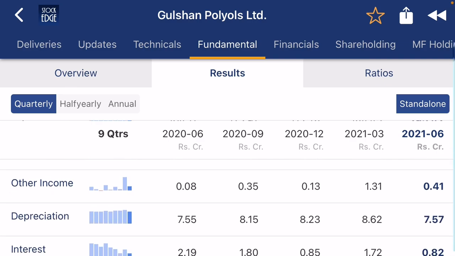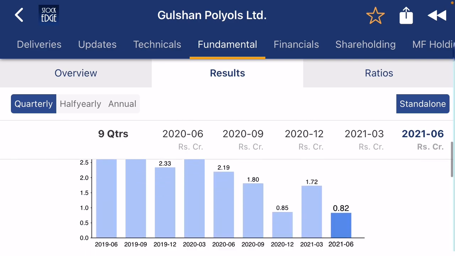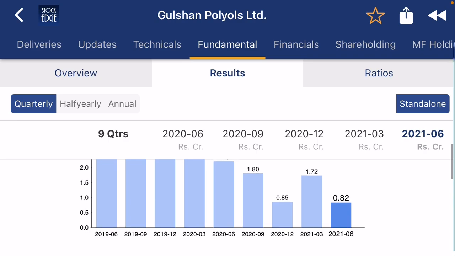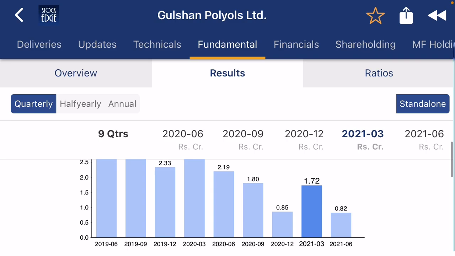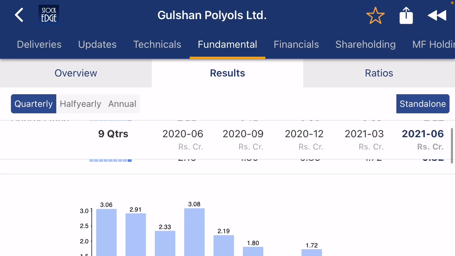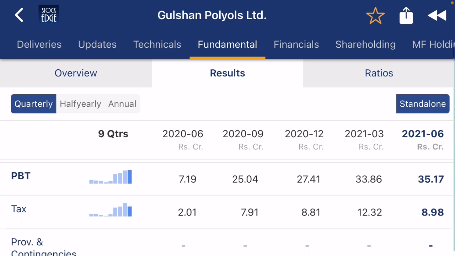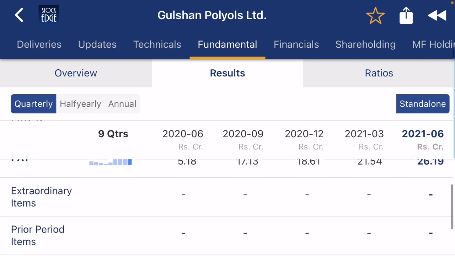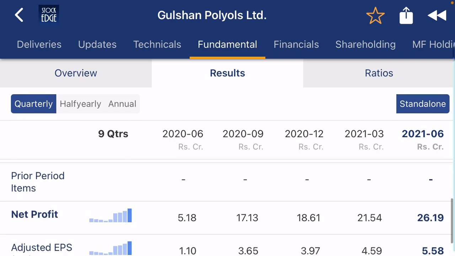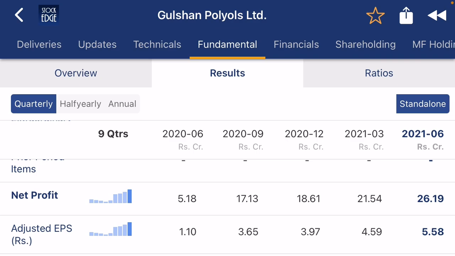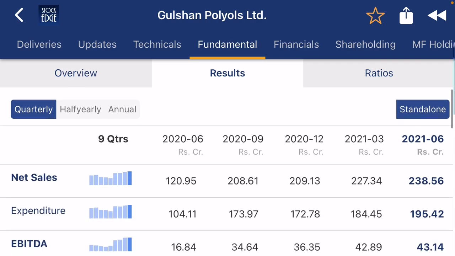Other income is also growing slowly. Interest is one of the positive signs here: the company is reducing its interest every quarter, every year. 3.06 to 3.8 to 1.72 to 0.8. A very good sign, an awesome sign for the company. Profit before tax is also improving, from 7 crore to 35 crore. Wow. PAT is also growing, 5 crore to 26.19. Net profit is also growing from 5.18 to 26.19. A very good sign by the company.